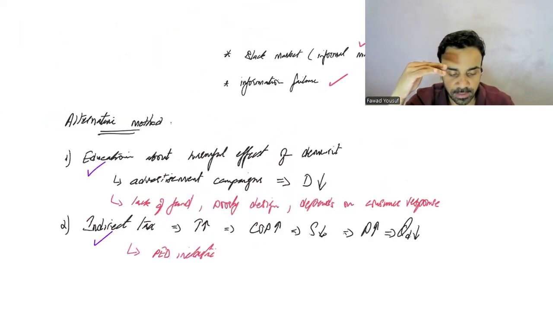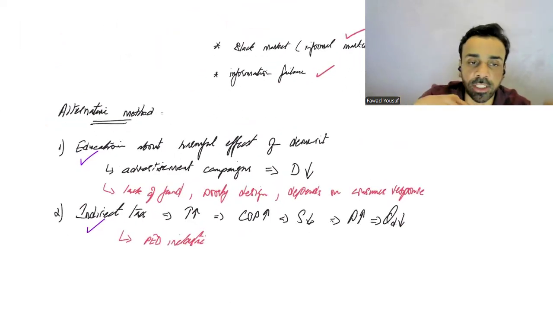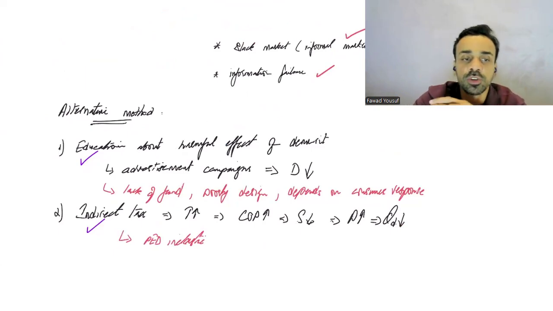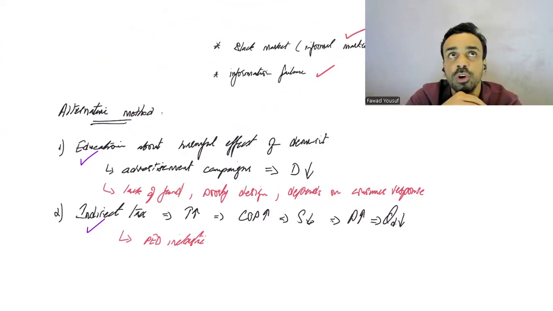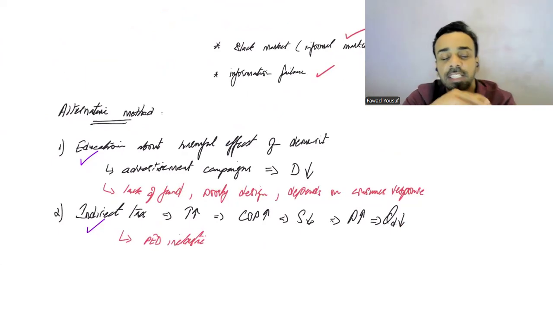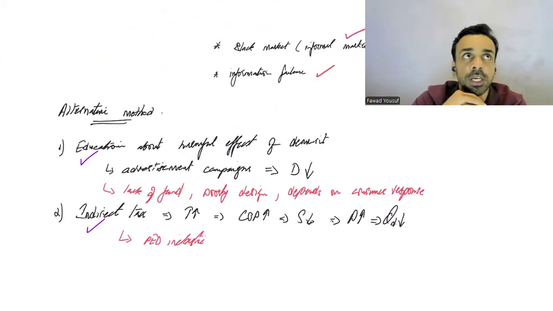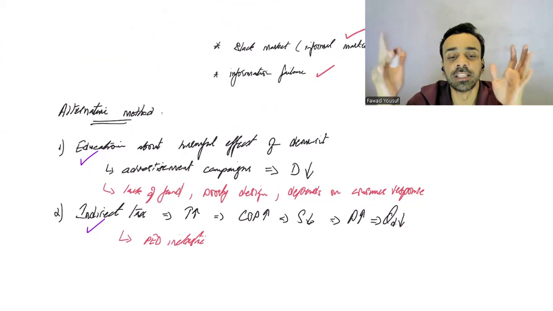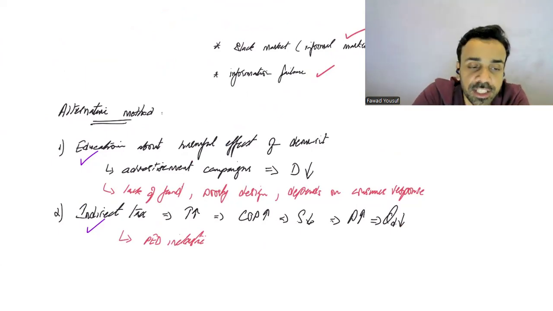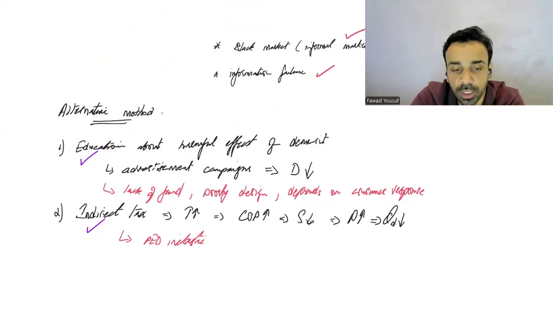On the other hand, alternative policy की मैं बात करूंगा. It also depends on since the demand for demerit goods are inelastic, so it depends on how high the indirect taxes are placed. So we could see that how big of an impact it has created in the reduction of the demerit goods.